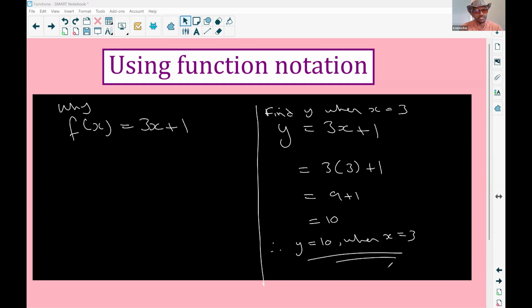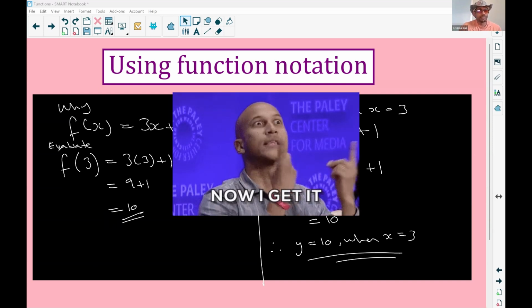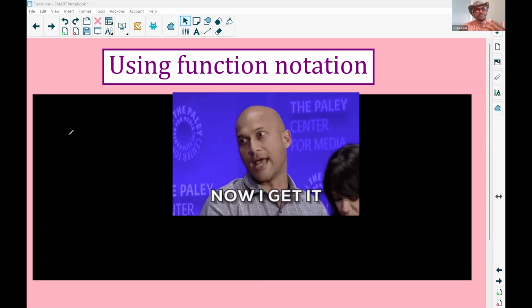So what we're saying is it's a function notation. It just makes notation a bit easier. So instead of writing all of that, if I wanted you to find y when x is 3, I would just say evaluate or find f(3), and then write it like that. Done. That is it. That is essentially one of the main purposes of the notation, or the first main purpose.